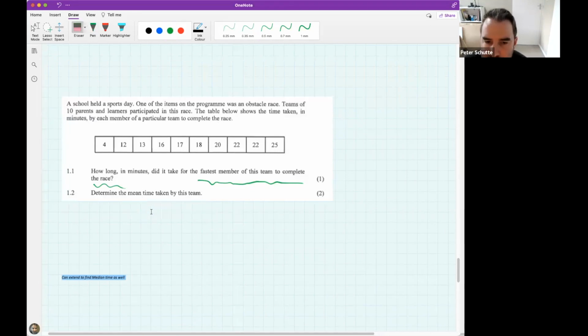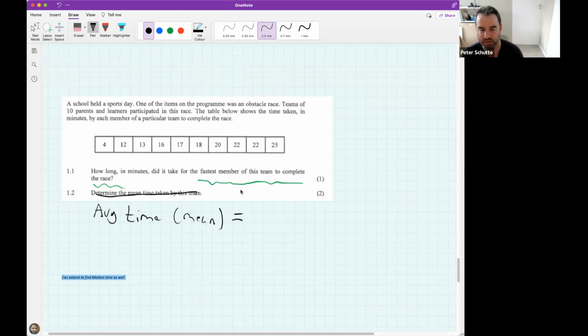Okay, so basically I'm going to change this question to say, how long did the fastest team take to complete the race? And then I just want to know, what is the average time or the mean time taken to complete the race in minutes? So let me know, first of all, for 1.1, how long did it take for the fastest member of the team to complete the race?